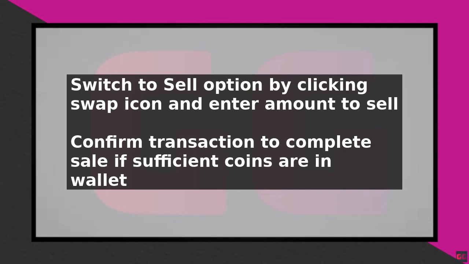Once connected, switch to the Sell option by clicking the swap icon. Enter the amount you want to sell, and confirm the transaction. If you have sufficient coins in your wallet, you'll be able to complete the sale.